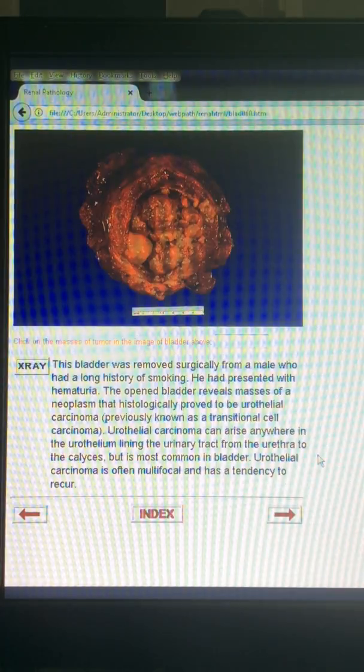Even if the patient is going into cystectomy or taking out the urinary bladder, the patient has a chance or a risk for a recurrence because along with the ureter, maybe the neoplasm goes, or even arising from the renal calyx, not only from the urinary bladder. So it's multifocal and has a tendency to recur.